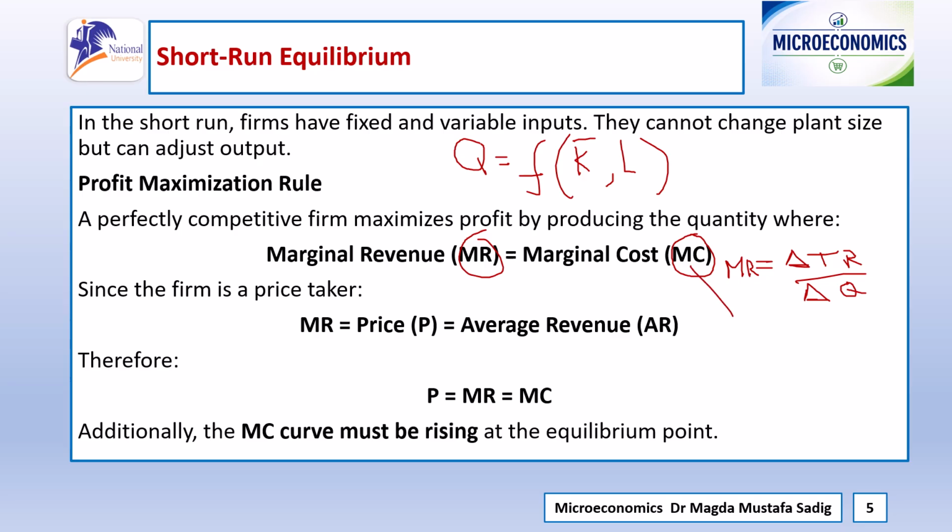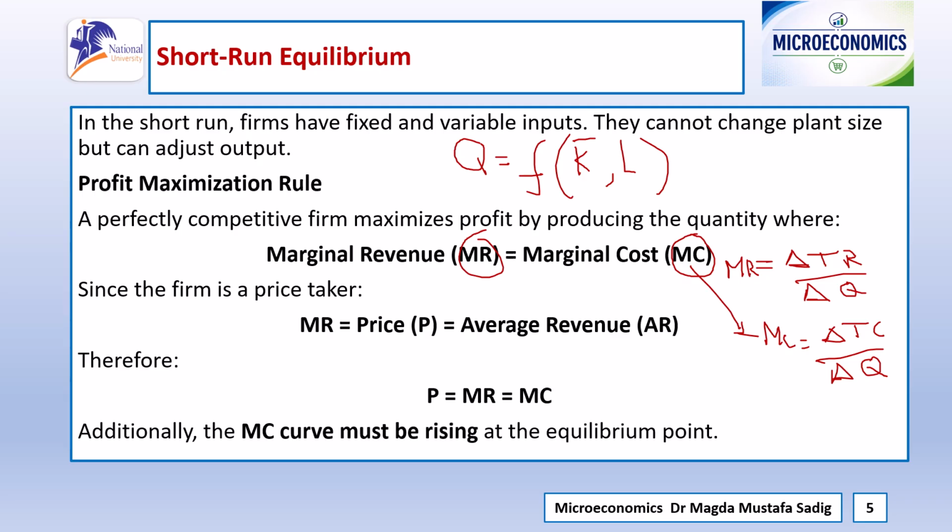And what is marginal cost? It is the change in total cost divided by the change in output, or total product. So when marginal revenue equals marginal cost, the firm maximizes its profit. In perfect competition, since price never changes, marginal revenue equals price.